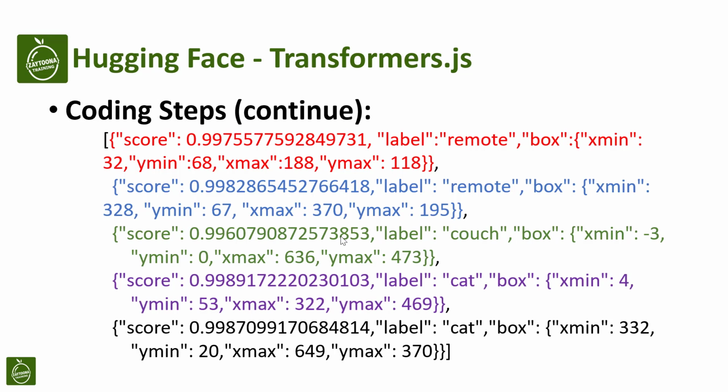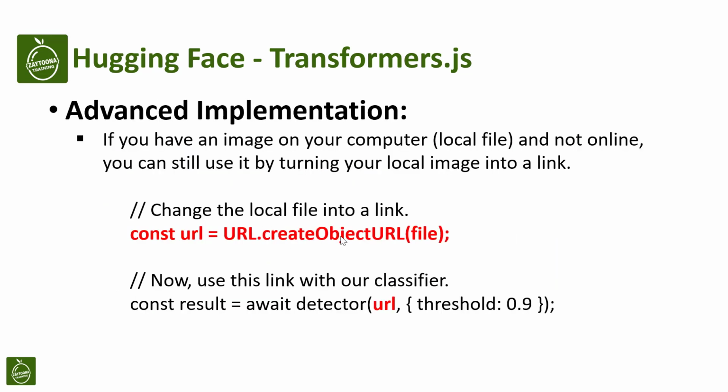Each item has its own marked area, and with confidence scores all above 0.99, the system is really confident in what it has spotted. If you have a picture on your computer and it is not online, you can still use it. First, we turn the picture into a special link using URL.createObjectURL of the file. This gives us a special link that our program can read. After we get this link, we pass it to our classifier.